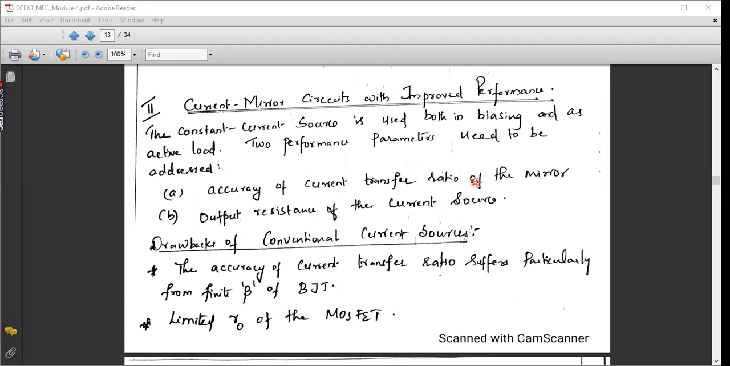If the ratio is not 1:1, it is not a mirror circuit, but it acts as a current steering circuit. In order to be a mirror circuit, the ratio should be 1:1. So our objective is to design current mirror circuits whose current transfer ratio should ideally be equal to 1:1. So this is the one performance parameter that we have. Clear?